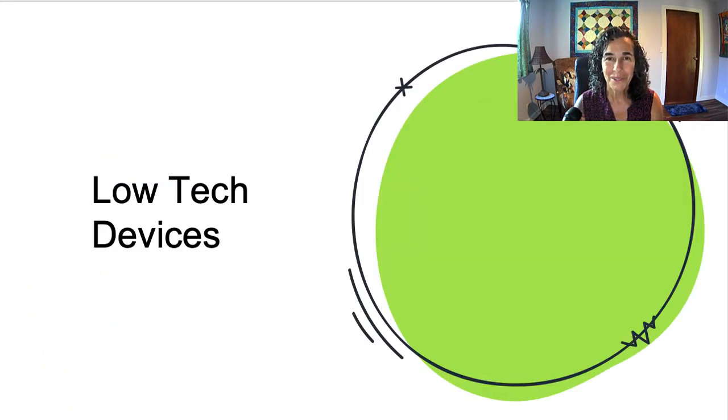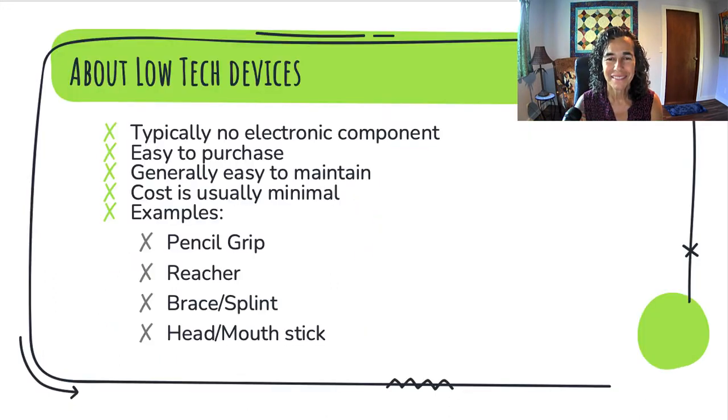First up, low-tech devices. So low-tech devices, what characterizes them and defines them is that there's no electronic component. They tend to be easy to purchase, generally easy to maintain, the cost is usually minimal, and here are some examples: a pencil grip, a reacher, a brace or splint, or a head or mouth stick.